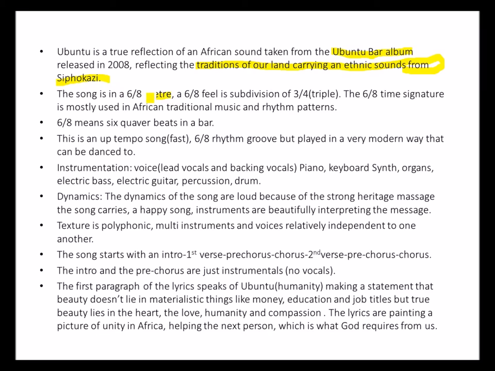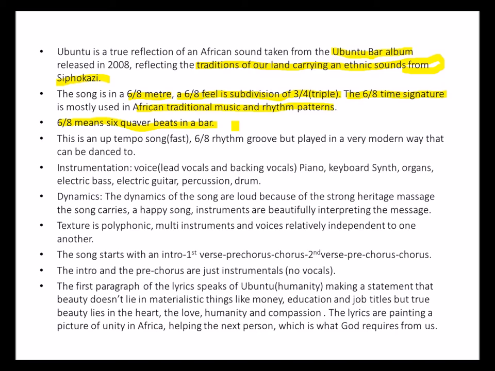A 6/8 meter or time signature, a 6/8 feel, is a subdivision of a 3/4 time signature. The 6/8 time signature is mostly used in African music or rhythm patterns. 6/8 means 6 quaver beats in a bar. So instead of having 3 crotchet beats in a bar, we have subdivided that time signature into 6 quavers in a bar. So you would count your 3/4 as 1, 2, 3. 3/4 again, 1, 2, 3.